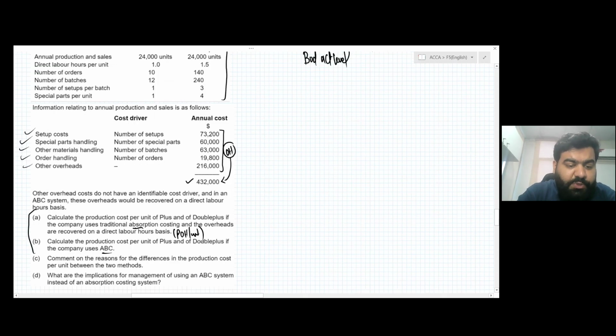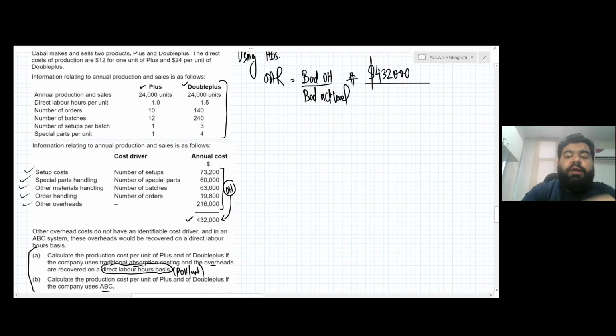Okay, so here it's written traditional absorption costing, and we have to take the base as direct labor hours, as mentioned in the question that overheads are recovered on direct labor hours, which means the base is labor hours. So we'll first calculate total labor hours, because if overheads are taken in total, the base, the labor hours, should also be taken in total. It's written here direct labor hours per unit: 1 per unit for plus and 1.5 for double plus.